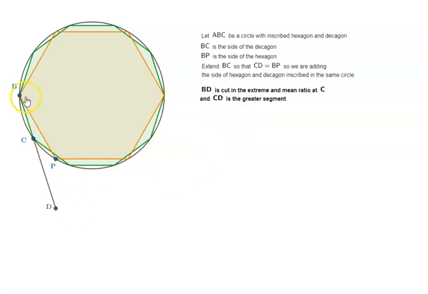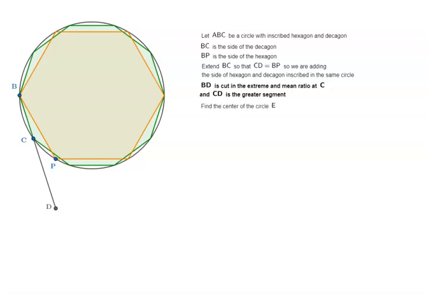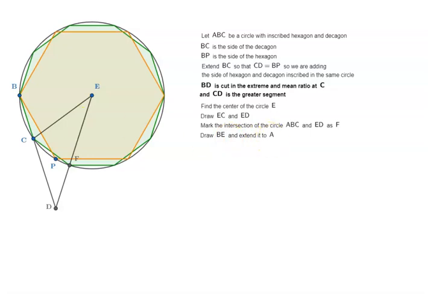Now what the proposition is saying is that BD has been cut in the extreme and mean ratio at C, and CD is the greater segment. So let's take it step by step. Find the center of the circle E and draw EC and ED. Mark the intersection of the circle ABC and ED as F. Draw BE and extend it to A. So let's mark this as A.